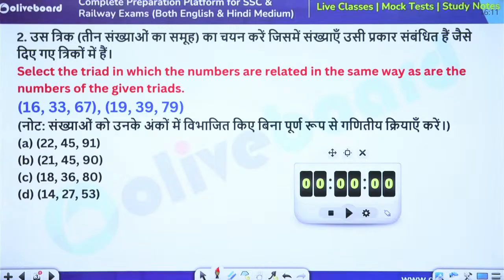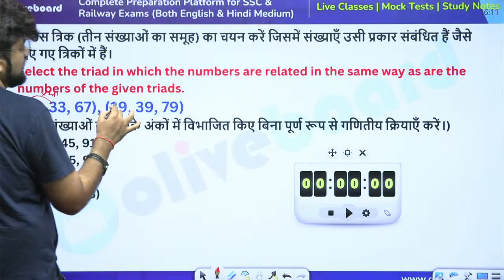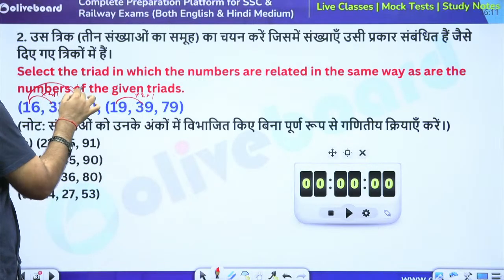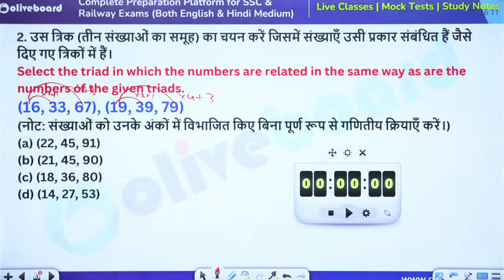Okay, this is pretty easy. What exactly is happening here? 16 is being multiplied by 2 and increased by 1. Similarly, 19 is being multiplied by 2 and increased by 1. And 16 is being multiplied by 4 and increased by 3. 19 is also being multiplied by 4 and increased by 3.